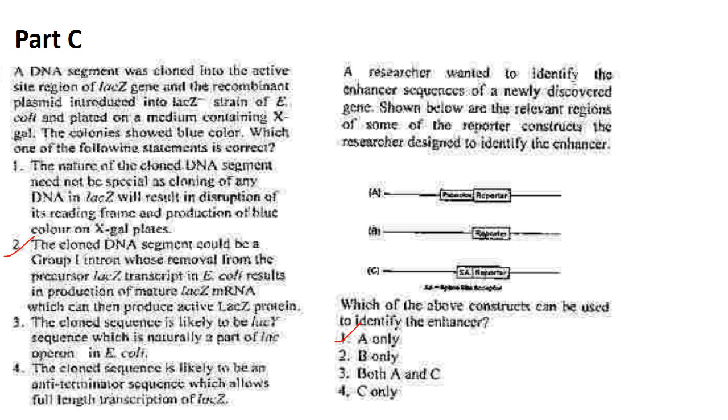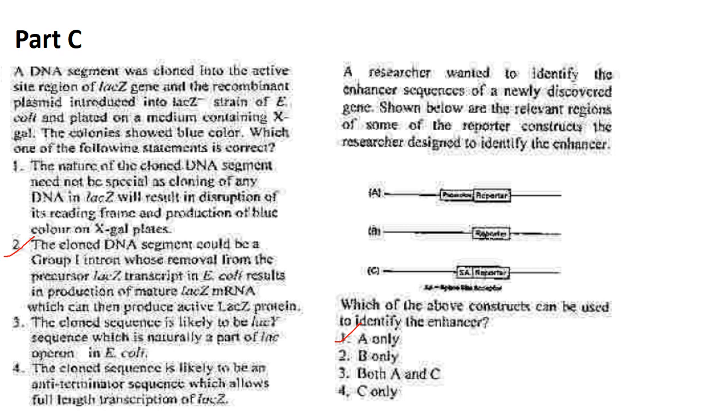The next one. A researcher wanted to identify the enhancer sequence of a newly discovered gene. Shown below are the relevant regions of some of the reporter constructs the researcher designed to identify the enhancer. Which of the above constructs can be used to identify the enhancer?